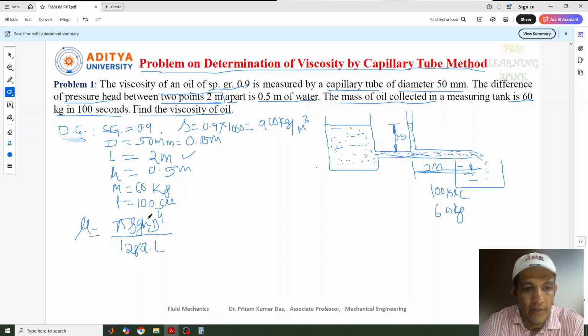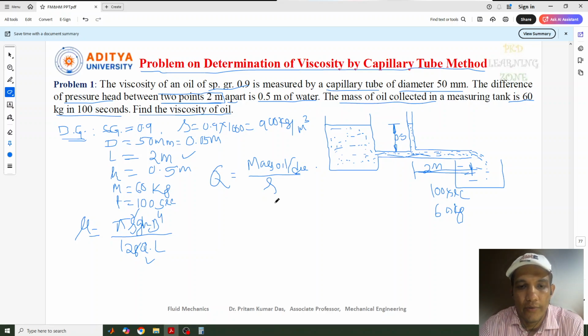See, these data are given, so only two unknowns are there, this one and this one. So one we have already found here. Next is Q, which is nothing but the discharge. So Q equal to, we can write the mass of oil per second divided by rho. Now mass of oil is how much? Mass of oil is 60 kg per second. Per second is 100 seconds. So we can write, this is 60 divided by 100, so nothing but 0.6 divided by rho.